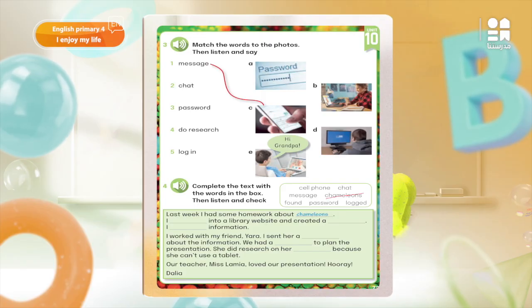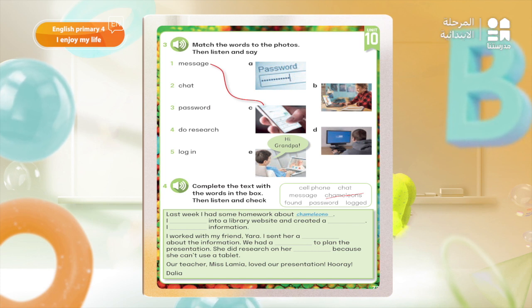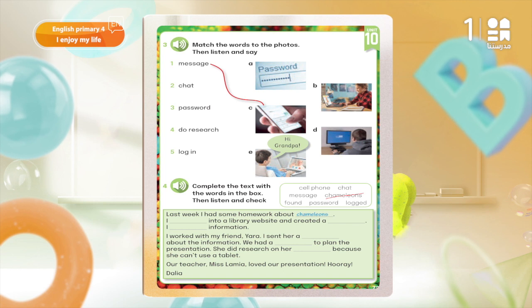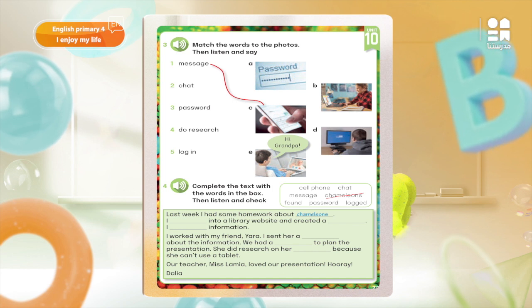Unit 10, Lesson 1, page 73, exercise 3. Match the words to the photos. Then listen and say. 1. Message. 2. Chat. 3. Password. 4. Do research. 5. Log in.